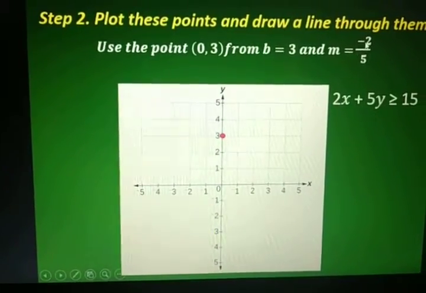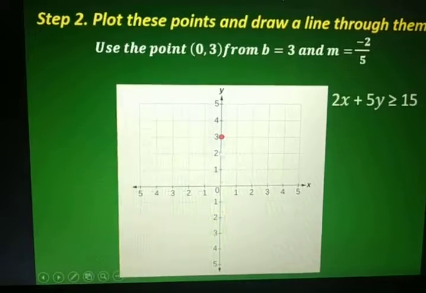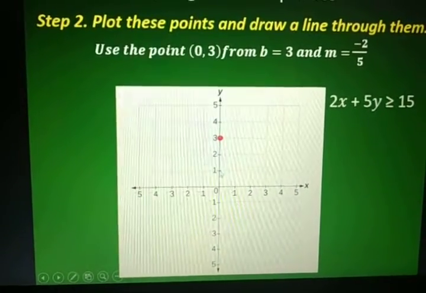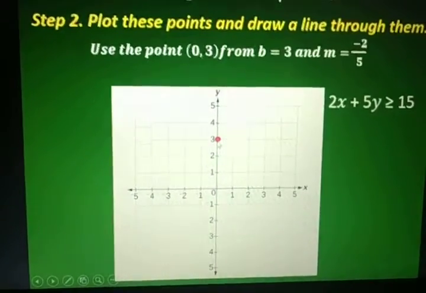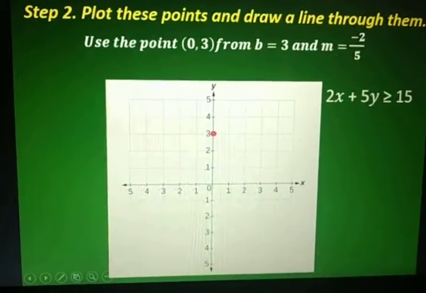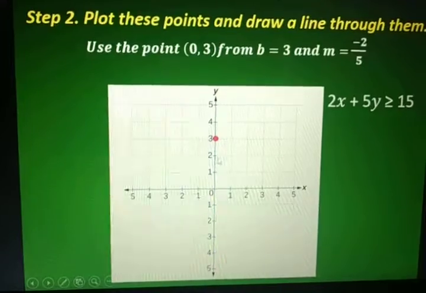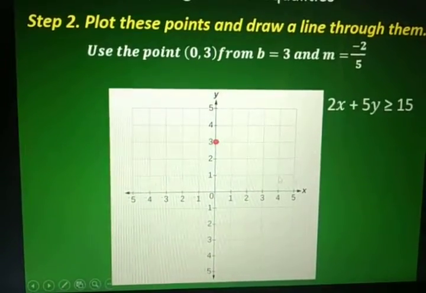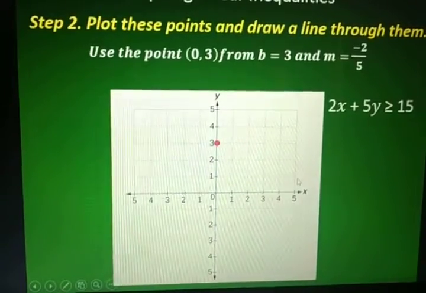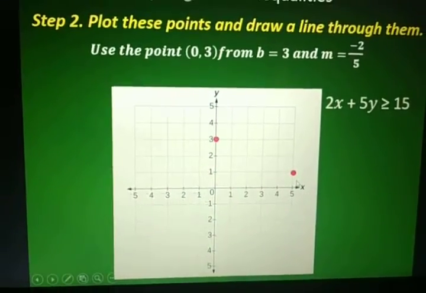Negative 2 over 5, 2 units down, manaog ko kaduwa. 1, 2, 5 units to the right. 1, 2, 3, 4, 5. Liwat from the point. Manaog kaduwa because negative 2. 1, 2, and 5 units to the right. 1, 2, 3, 4, 5. The next point must be here. Point, ora.